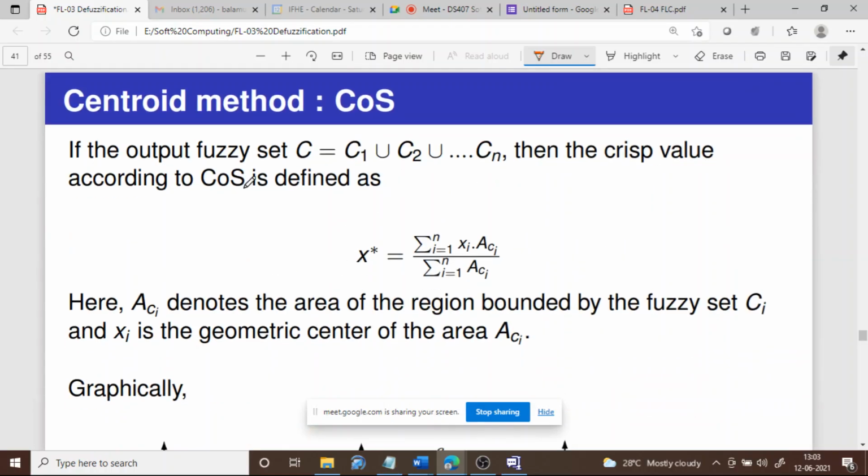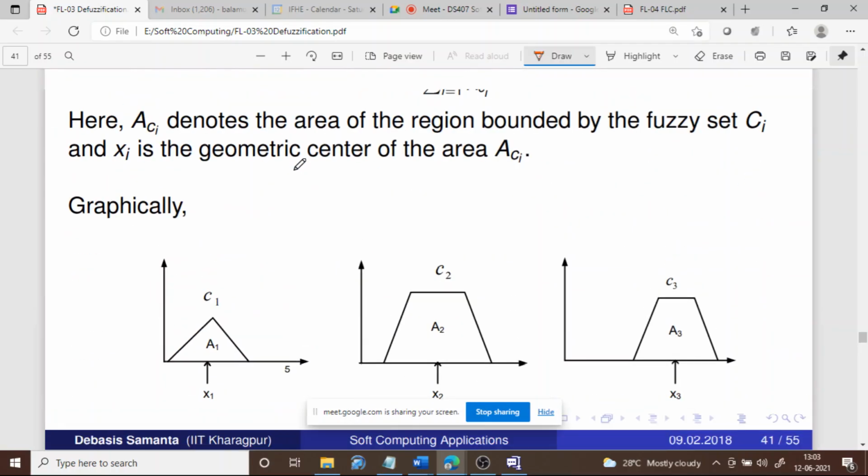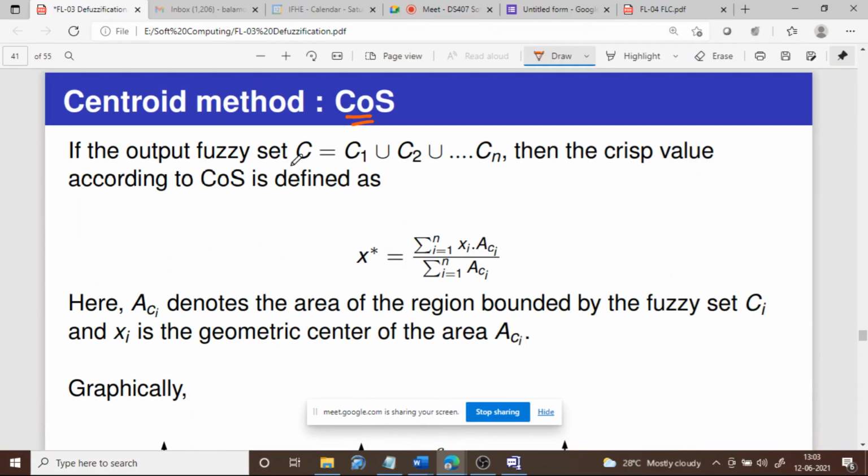Okay, the next method. We have three methods under the centroid method. One is COG, center of gravity. The next is center of sum. So now we'll be discussing the next method, which is called the center of sum. Here we are going to combine multiple fuzzy sets. The output of a fuzzy set C is a combination of several other fuzzy sets: C is equal to C1 union C2 union, and so on up to Cn.